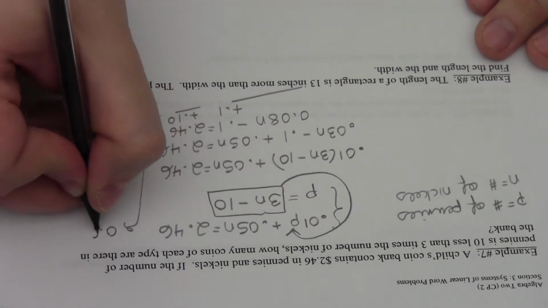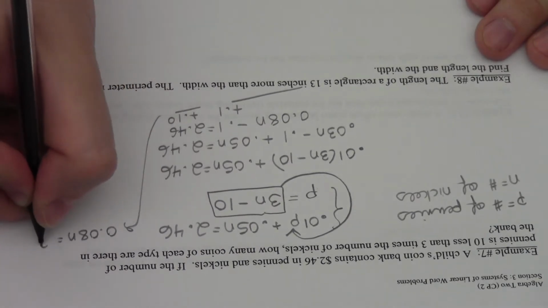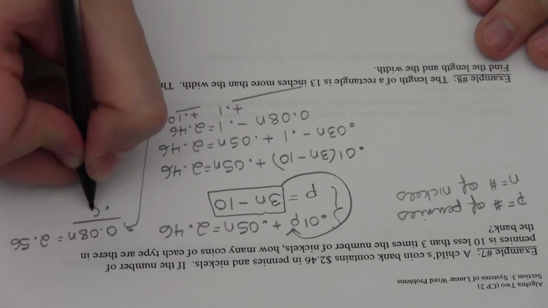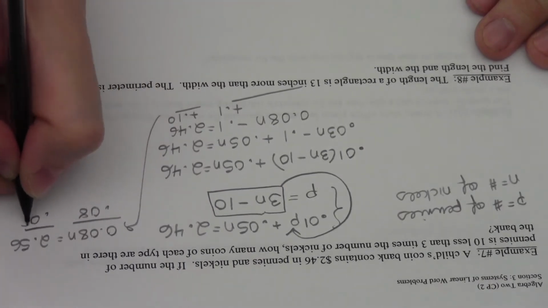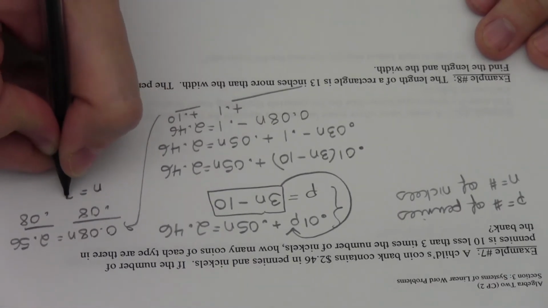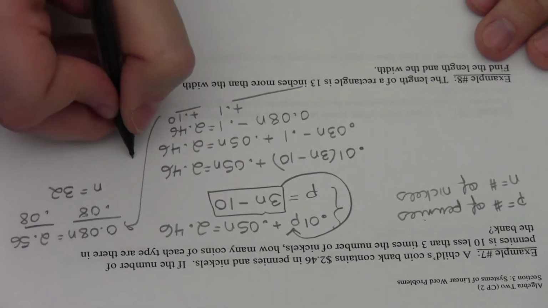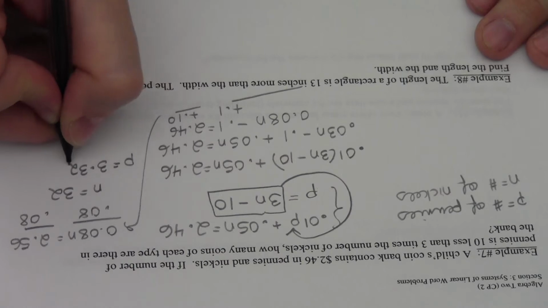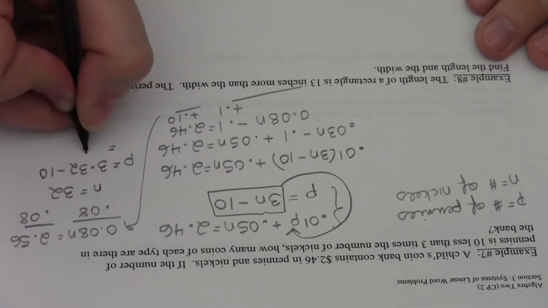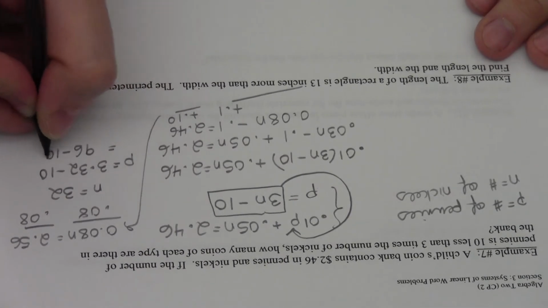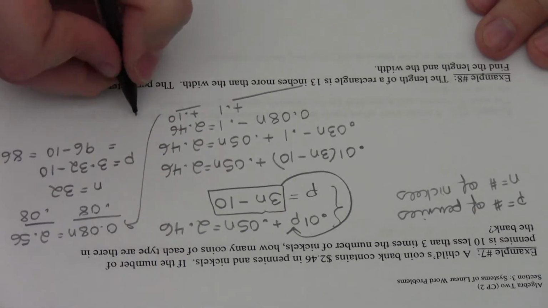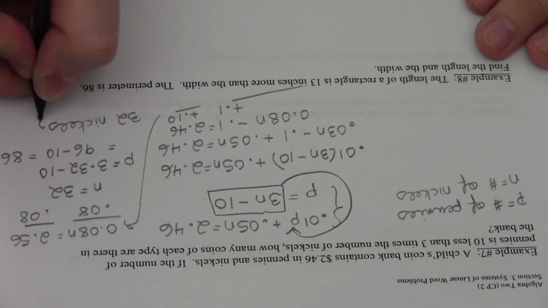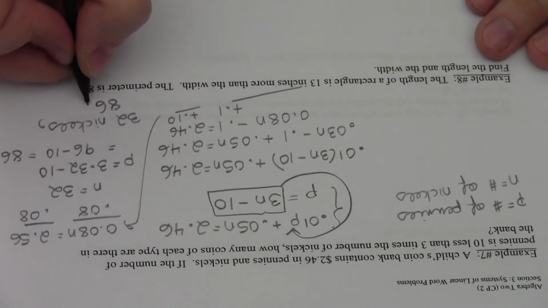That'll give you 0.08n equals 2.56. Divide both sides by 0.08. Your n will equal 32. Plug into the bottom equation, and p equals 3 times 32 minus 10. Well, that's 96 minus 10. That's going to give you 86. And we have 32 nickels and 86 pennies.